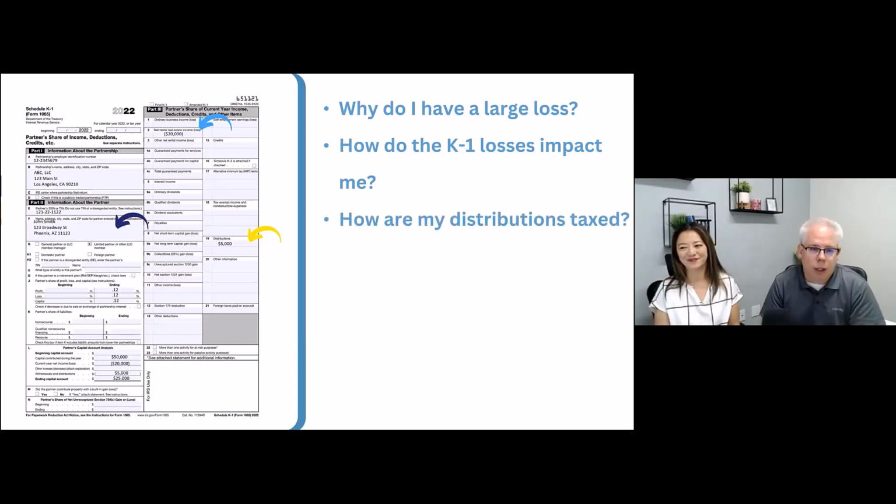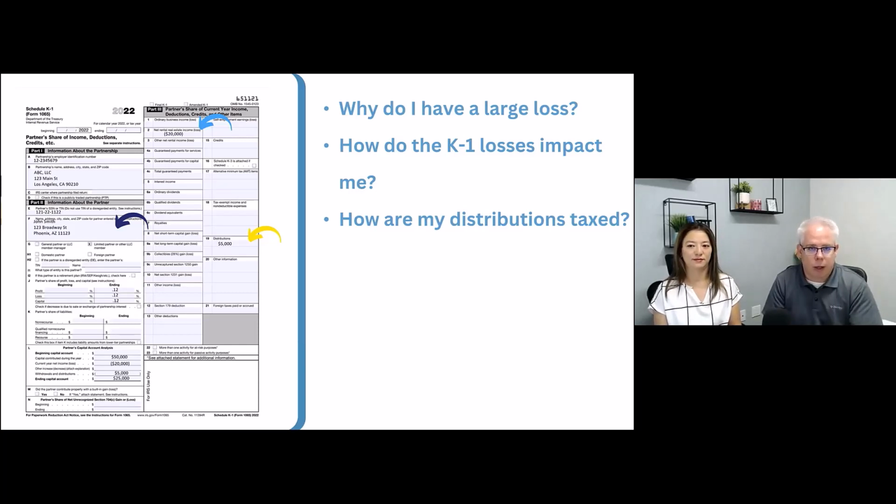So next question, we get a lot of questions about distributions. You can see here in our example in yellow, the distributions that this investor received from the partnership during the year was $5,000. Clearly, you can see this is different than the line 2 amount. That's a question we get a lot: people say, hey, I received $5,000 in distributions during the year. Does that mean I'm going to be taxed on my $5,000? No, not necessarily. A lot of times that's not even the case at all.